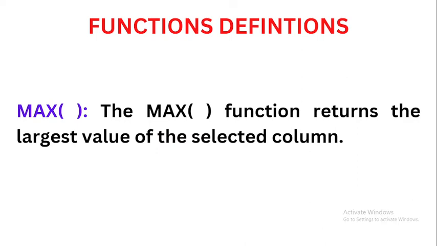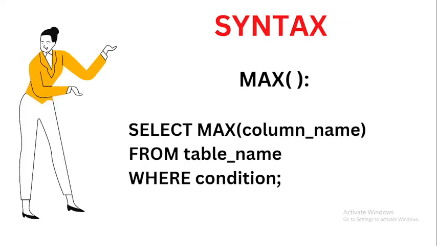Come to the second function. The second function here we are using is the max function. The name itself makes it clear, we are going to find the largest value. The maximum function returns the largest value of the selected column. The syntax is similar to the min function. In place of the min function we use the max function, and the rest is the same. Select max, the column name where we apply this max function, from table name where condition, and then the statement termination symbol, semicolon.